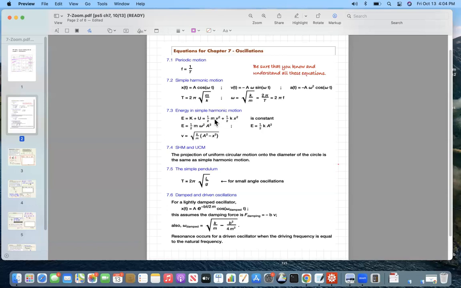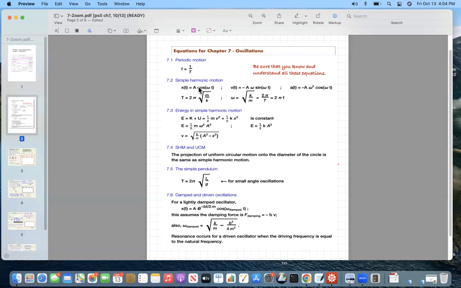And the velocity will be either plus or minus A omega. So the kinetic energy will be 1/2 m omega squared A squared. And at that particular point in the oscillation, all of the energy is in the form of kinetic energy.